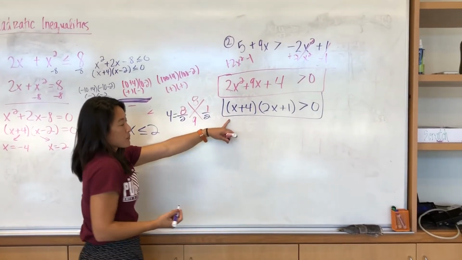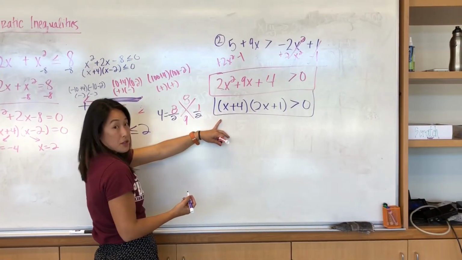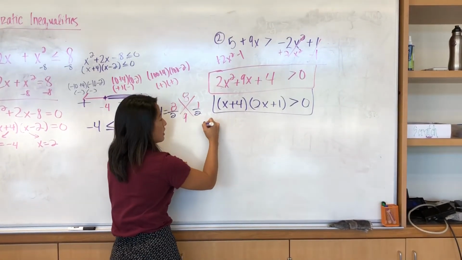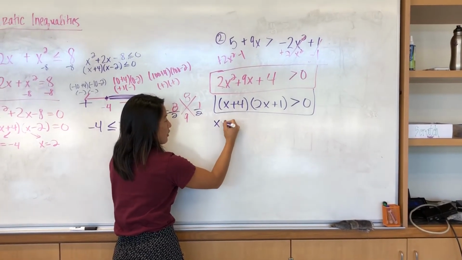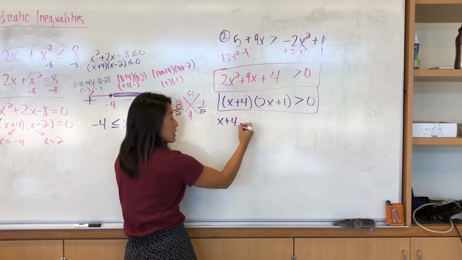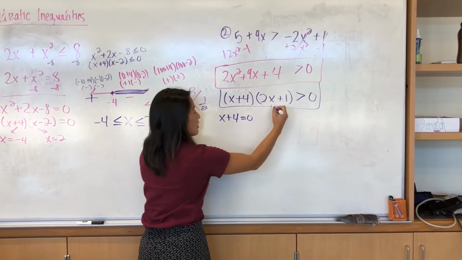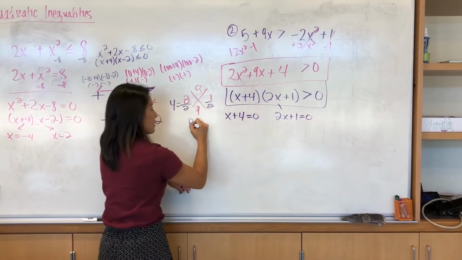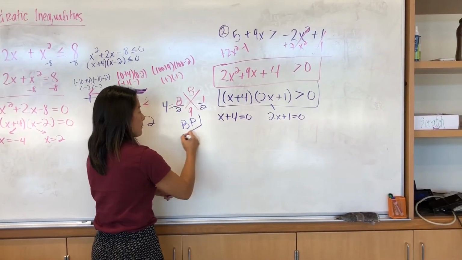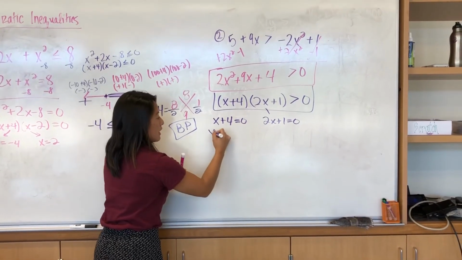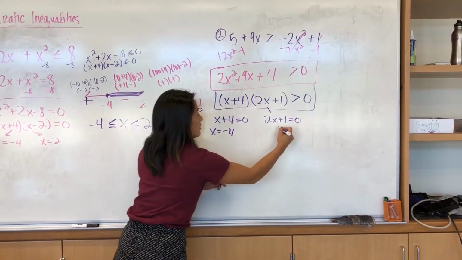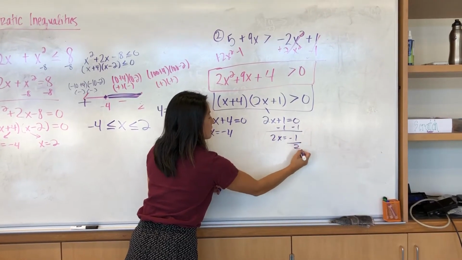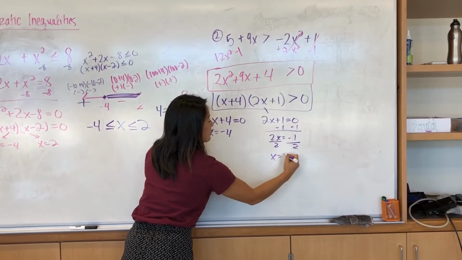So, we're going to solve using zero product property, but we're going to use an equation for our boundary points. So when does x plus 4 equal 0? And when does 2x plus 1 equal 0 for our boundary points? Okay? Alright, so we get x is equal to negative 4. Minus 1 on both sides, so 2x is equal to negative 1, divide by 2. So x is equal to negative 1/2.